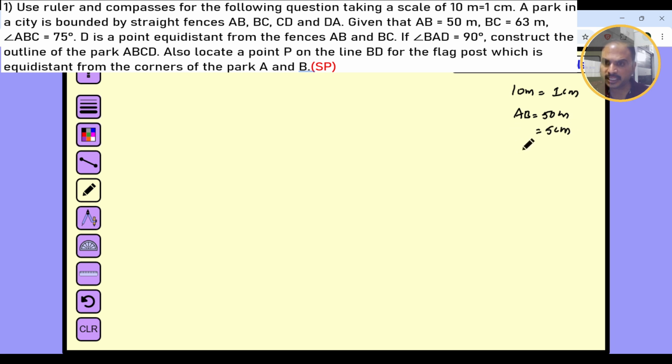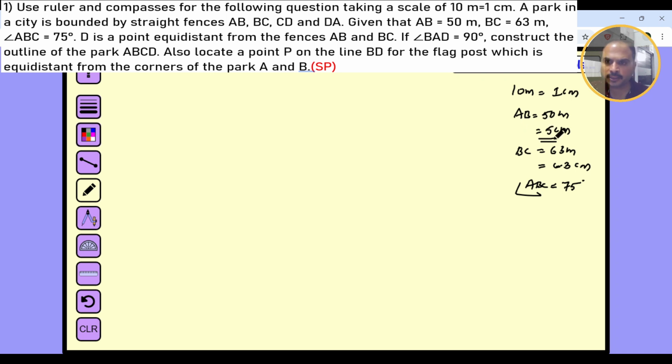Then BC is equal to 63 meter, that is 6.3 centimeter. Then angle ABC is equal to 75 degree. Clear. D is a point which is equidistant from the fences AB and BC. BAD is 90 degree. So now what I do here is first I will draw AB.